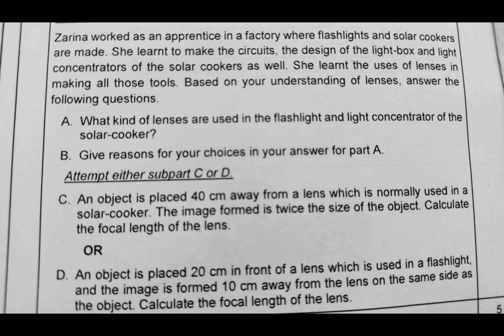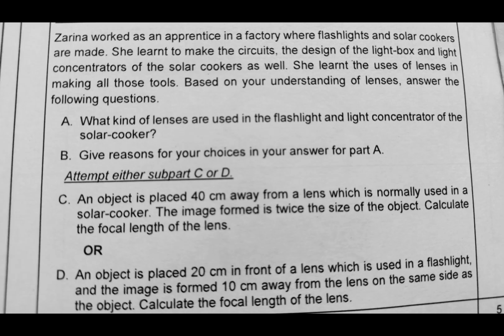So our next question is, okay, Zarina worked as an apprentice in a factory where flashlights and solar cookers are made. She learned to make the circuits, the design of the light box and light concentrators of the solar cookers as well. She learned the use of lens in making all those tools. Based on your understanding of the lenses, answer the following questions. Here they gave four questions. This is a case based question.